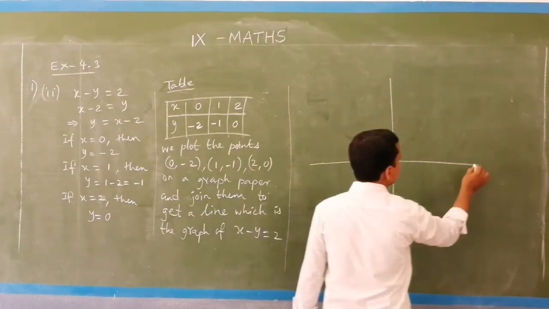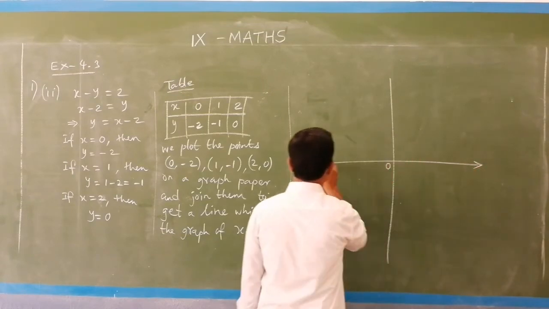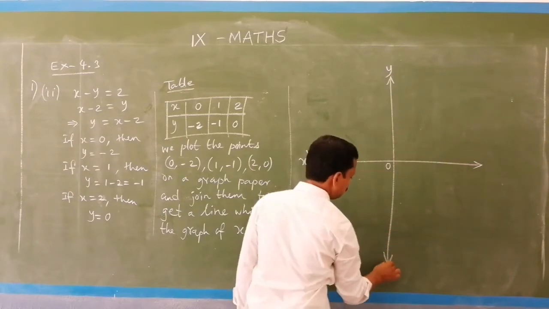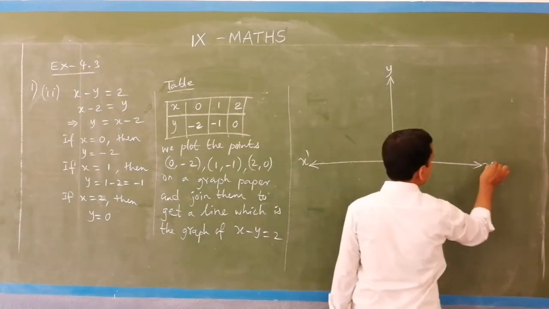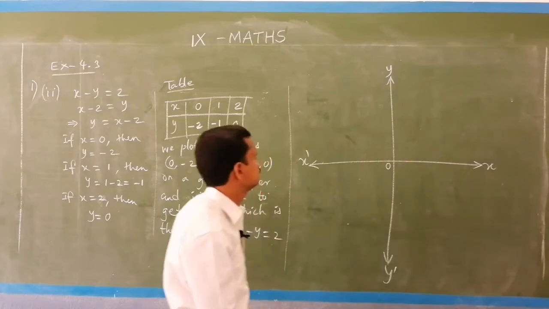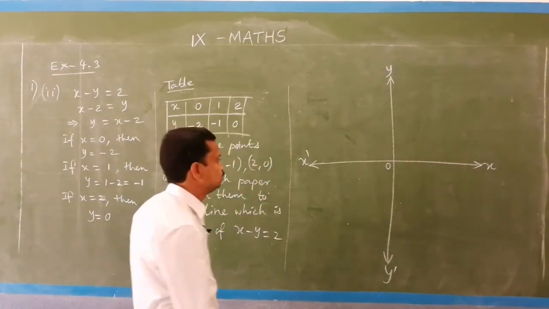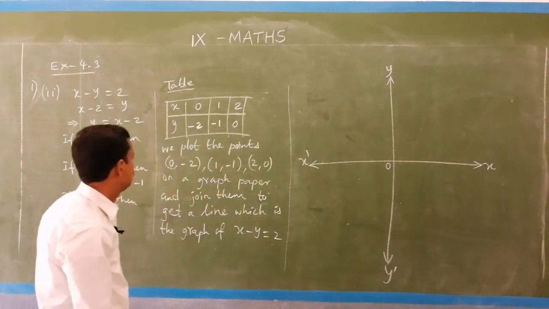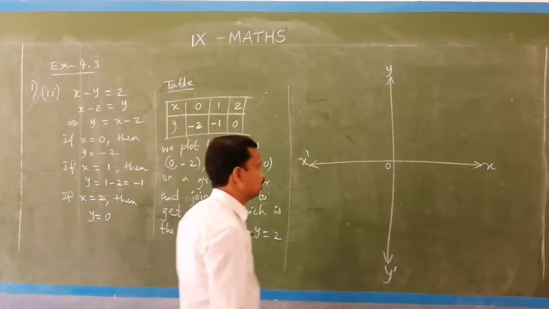This is 0, x dash, y dash, x. So, x dash, y dash. Okay. This is the horizontal line, x axis, and the vertical line, y axis. So, what are the points? We have to mark like this.